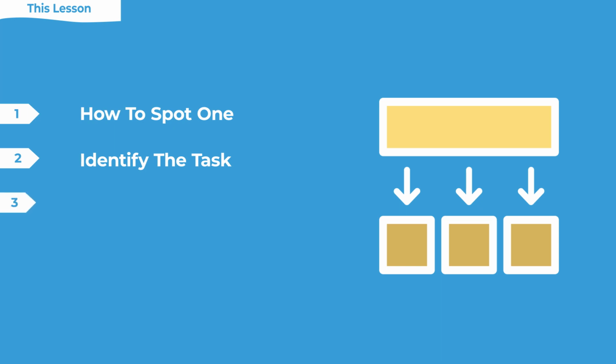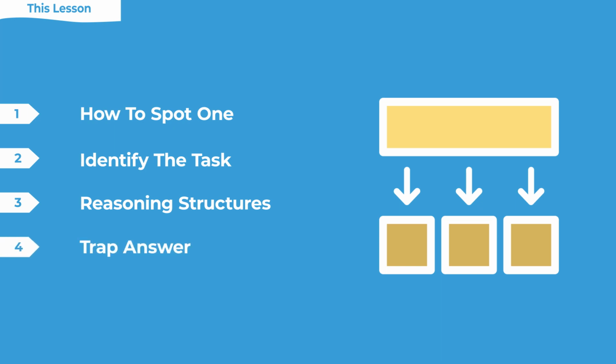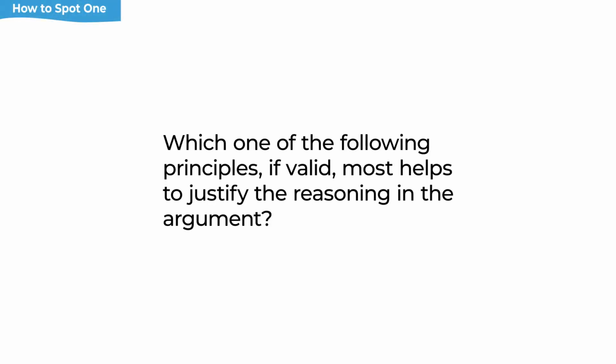We'll look at reasoning structures and how they impact how we evaluate arguments. And we'll look at trap answer patterns so we can get rid of those wrong answer choices as quickly as possible. When it comes to identifying that you're looking at a principal question, you're really looking for language within the question stem that says something along the lines of principle.